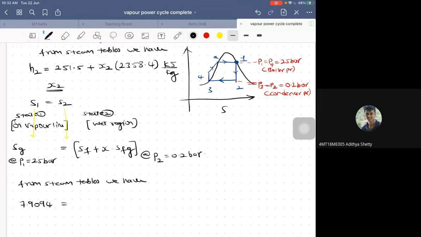Sir, wrong. SG, I got the value at 0.2 bar, sir. 25 bar is in my notebook. That is why I have written this, so you will not get confused. S1 in the sense you have to look for state 1. So state 1 is at 25 bar. S2 in the sense you have to look for state 2. State 2 is in what? State 2 is at 0.2 bar. Okay. Be careful.